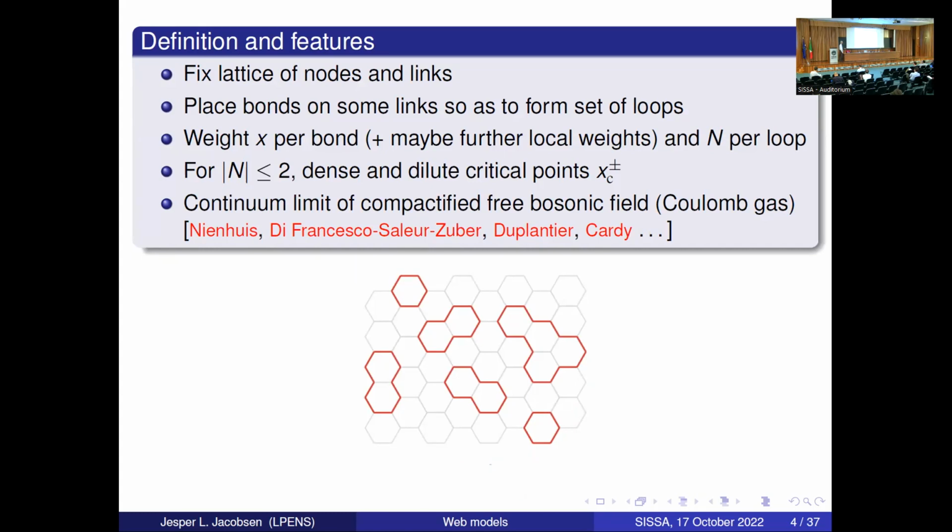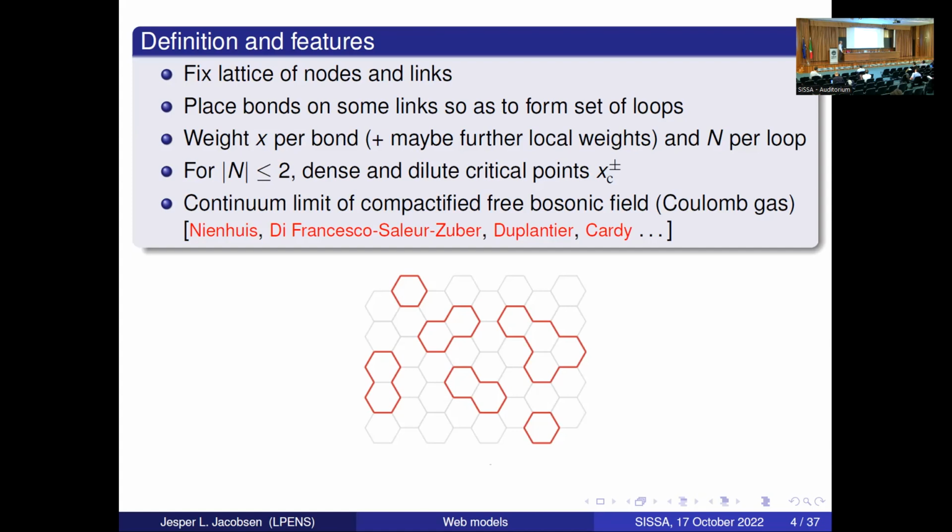So you fix a lattice, nodes and links, and you place bonds, shown here in red color, on some links, and then they will form loops. You give a weight x per bond so that you can control the amount of bonds, and you give a geometrical weight n per loop, which is some global feature that doesn't depend on the size of the loop.